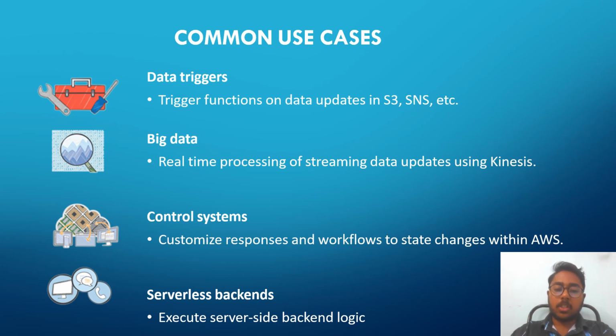real-time data processing, streaming data updates using Kinesis. Amazon Kinesis is the service which monitors real-time streaming data, and we collect information from Amazon Kinesis, and it is processed in AWS Lambda. Control systems: customize responses and workflows to state changes in AWS. Serverless backends: execute server-side backend logic, where we can use AWS Lambda in the backend for applications.